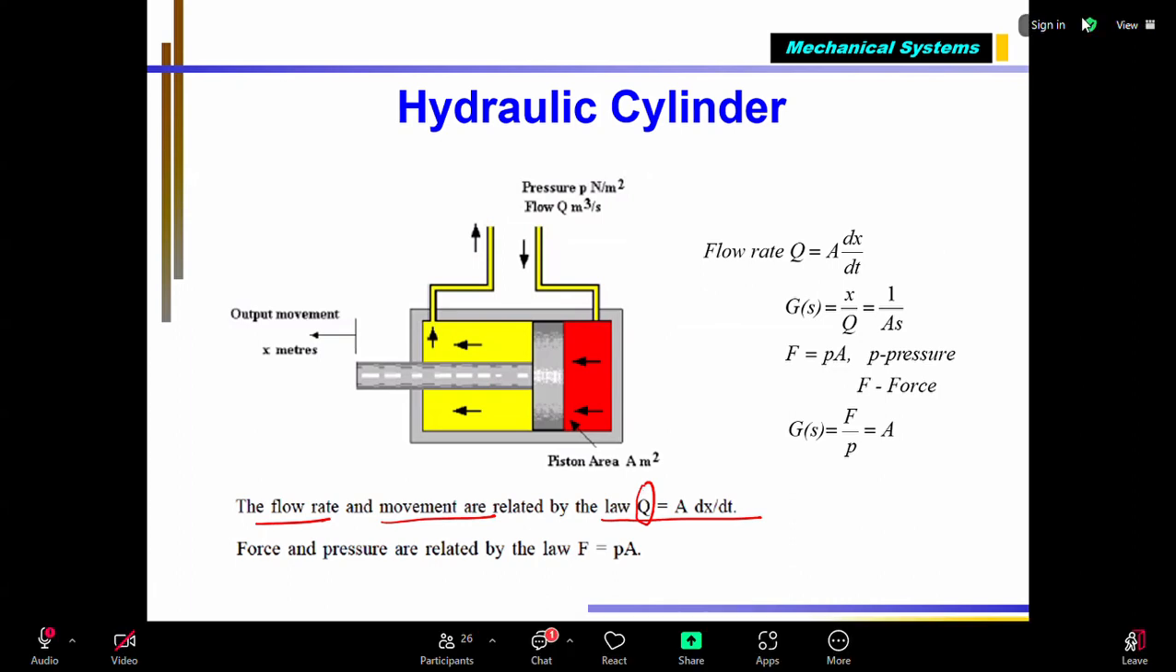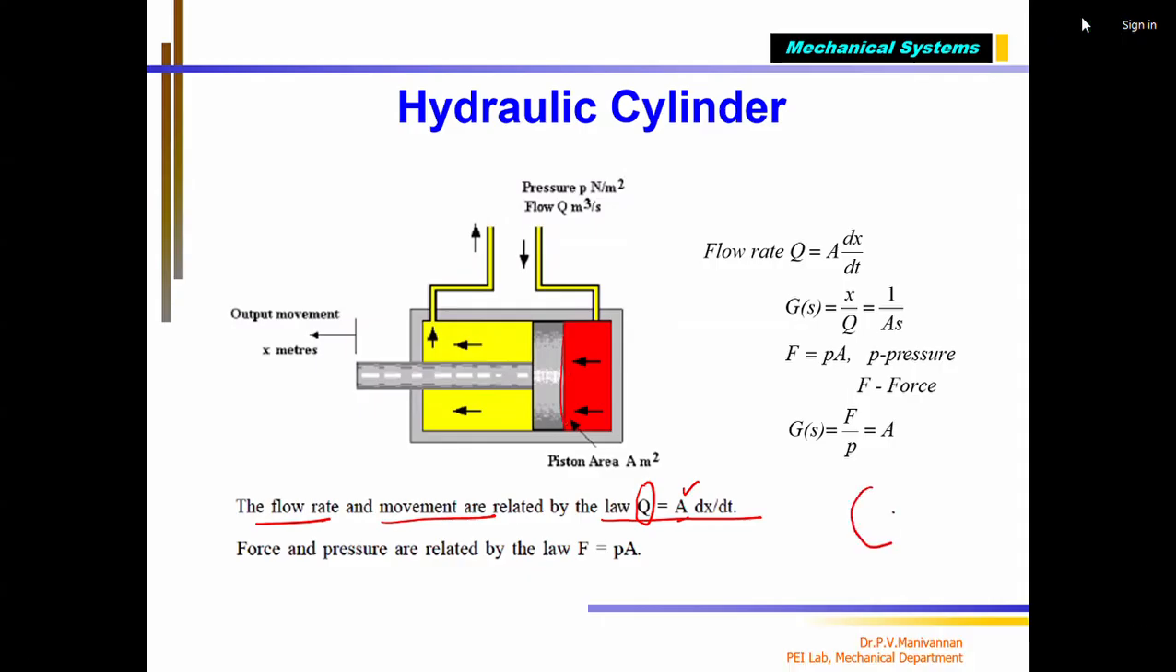Minute or second or hour, whatever may be, is proportional to A multiplied by d by dt of x of t. Correct? Where A is called the area of the piston. The piston is circular in shape. Correct? It has some width, and this side is circular, so once the radius or diameter is given, automatically you can find out the area.